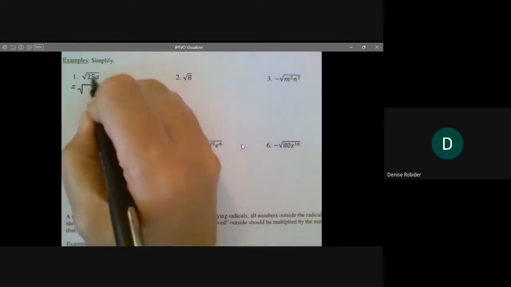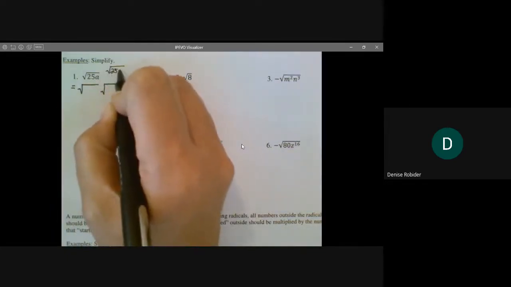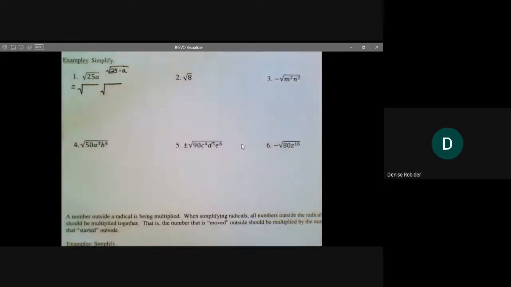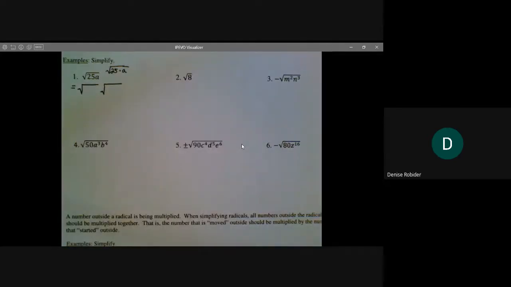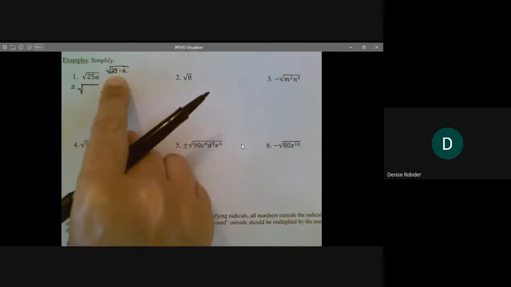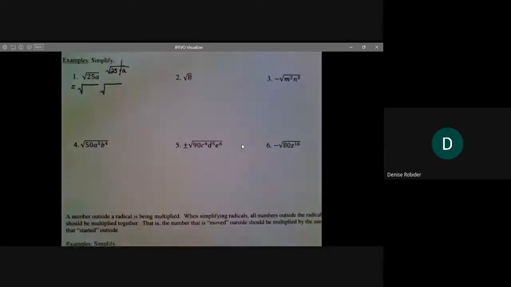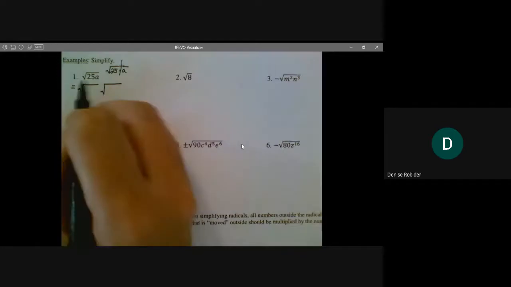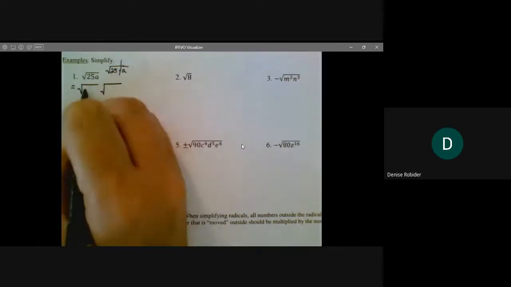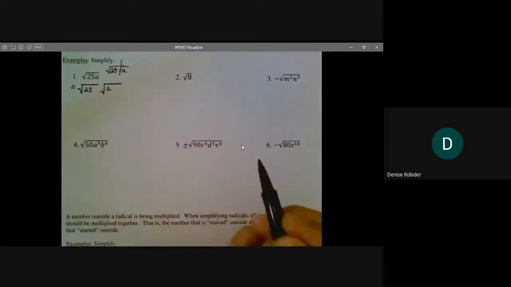I want you to think of this as the square root of 25 times the square root of a. That's really what we're thinking here. So if I have this as the square root of 25 times a, I can actually split this radical into two separate parts. The square root of a product will be the product of the separate square roots. So I'm going to put 25 here because it is a square. I'm going to put the a here because it is not a square.